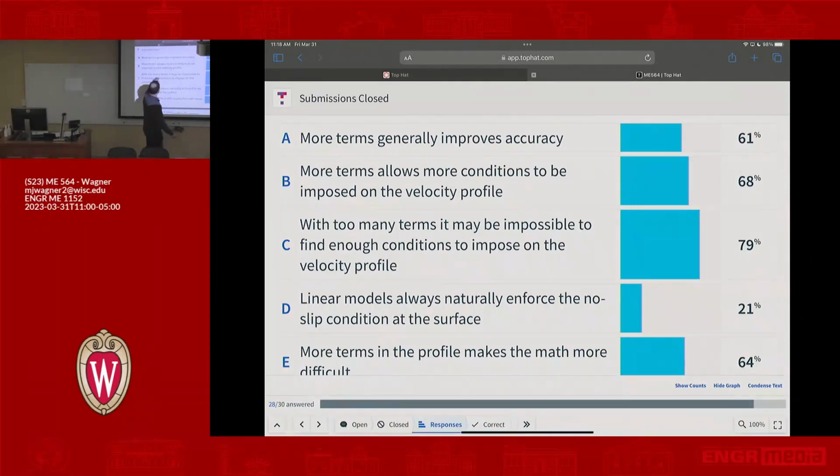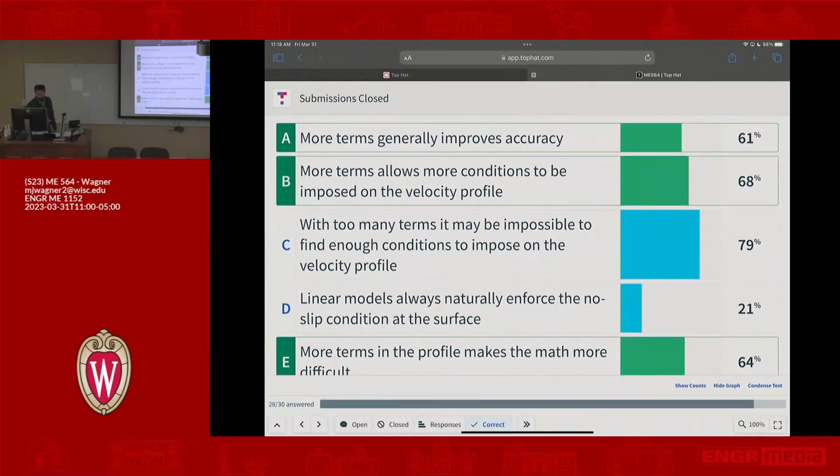So the other ones, let's look at the answers here. Linear models don't necessarily enforce the no-slip condition. Most of you got that correct. The correct answers are A, B, and E. With more terms, you have greater flexibility in matching the real velocity profile, usually. That is generally true. More terms allows more conditions to be imposed. That is true. And more terms in the profile makes the math more difficult. That's really what we care about, making it easy. So that one's true.